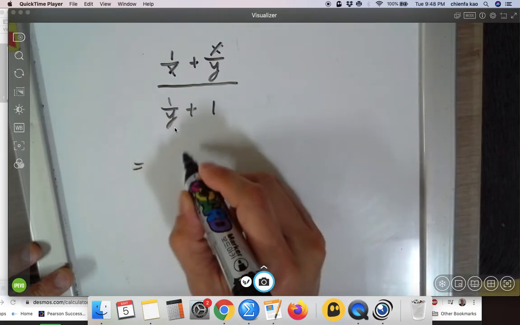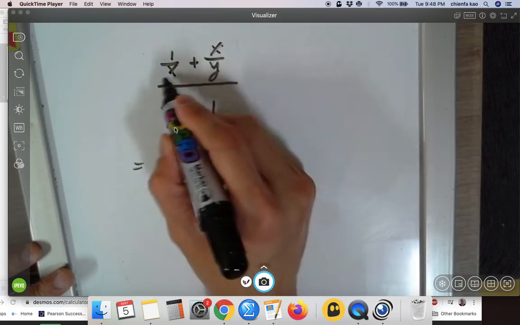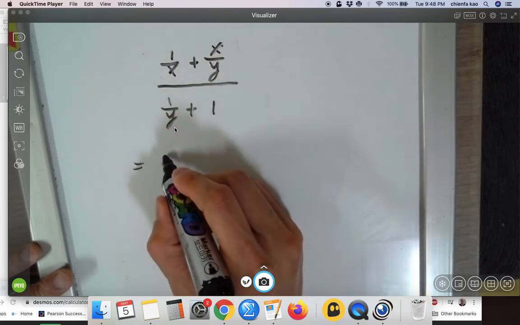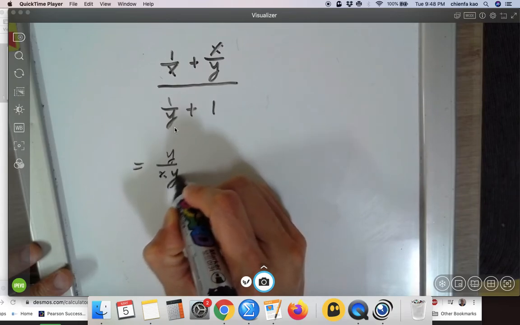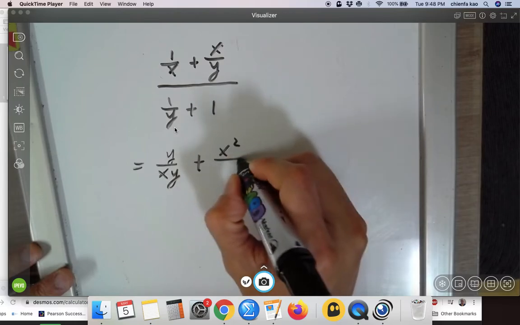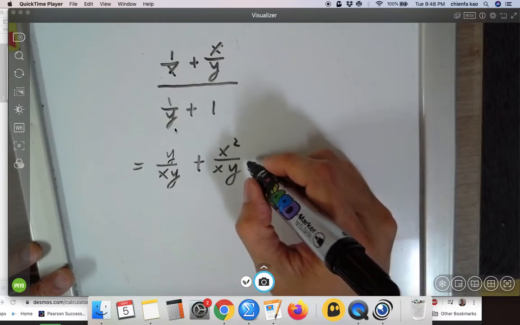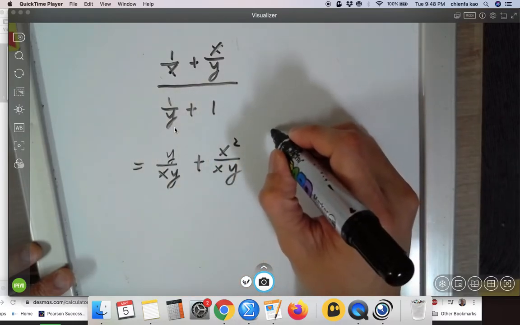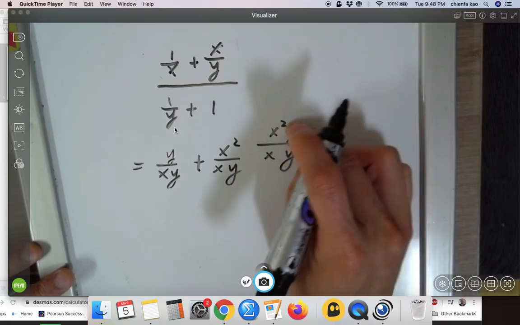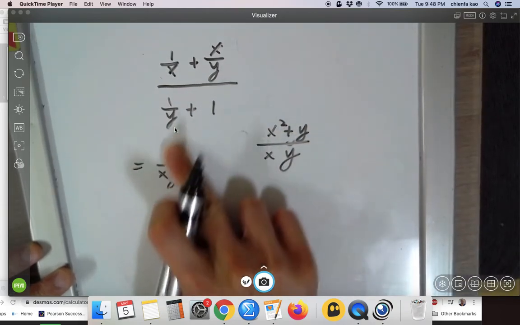Now, let's try it. Make sure the top has the same denominator by multiplying, just make sure the bottom is xy. So how does this one become xy in the denominator? By multiplying y in the numerator and the denominator. Okay, combining it, the top becomes, obviously, x squared y over xy. Ooh, it will be x squared plus y. That's what I meant.